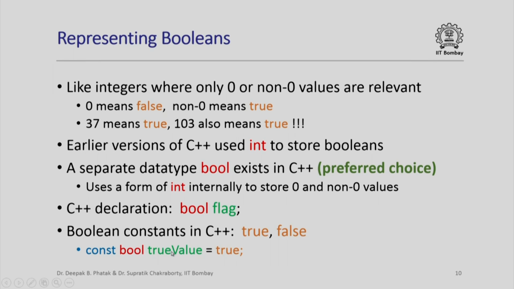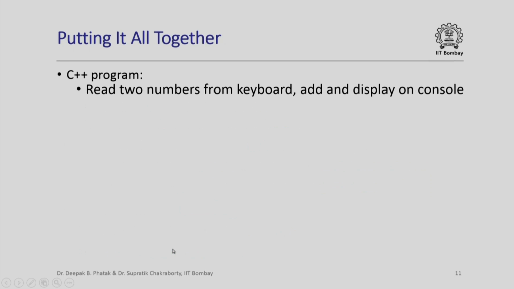And I could define constant Boolean values like const bool true value. So this is the constant Boolean value which has the value true, and because I have this keyword constant here, I cannot change the value of true value in my program.